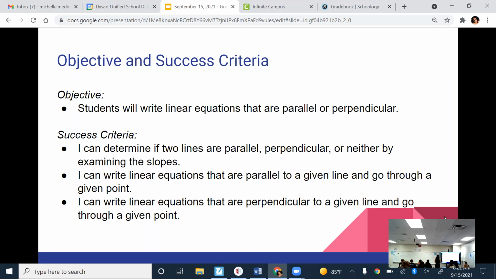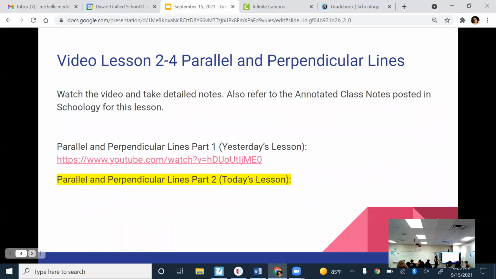Here's what you'll be tested on, both on your exit ticket or entrance ticket, whatever, and your topic 2 test. You'll be tested on whether you can determine if 2 lines are parallel to each other, perpendicular, or neither. Also, if you can write an equation that is parallel or perpendicular to a given line and goes through a given point. We'll do some examples on all of that today.